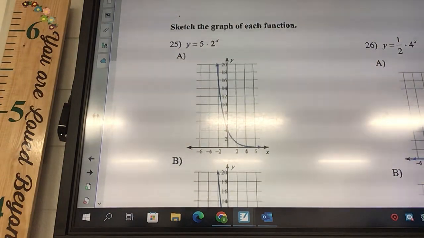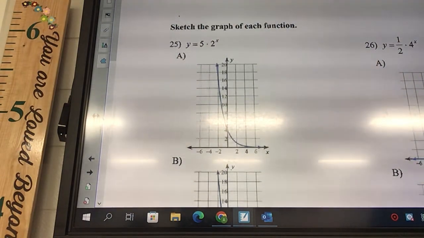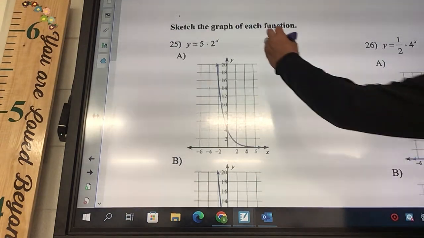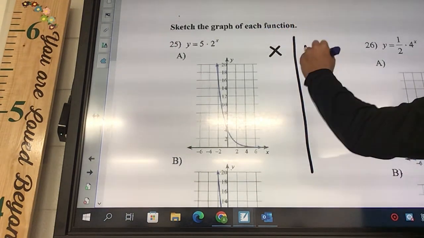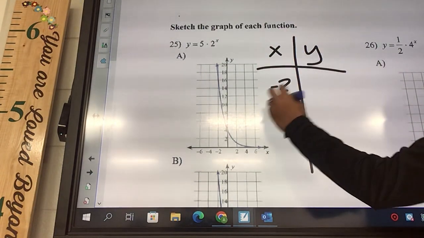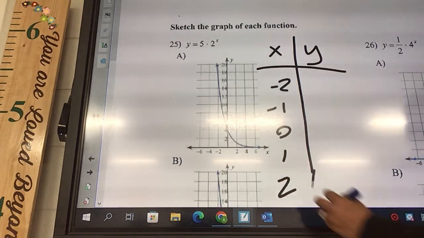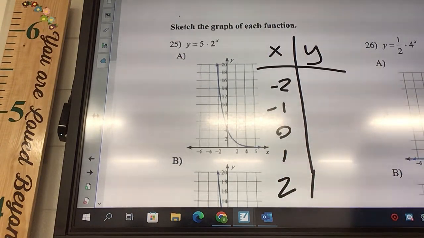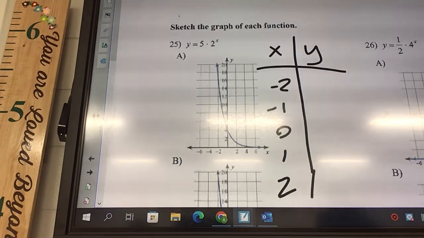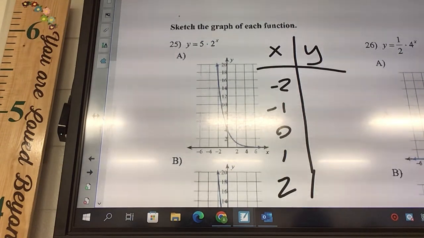Okay, 25 is going to be one where you're going to do almost all the work. You're going to draw your chart. What numbers are we putting on that chart? -2, -1, 0, 1, and 2. Okay, so on your calculator, you're going to type in 5 times 2 to the negative 2 power, and so on. Again, the faster you guys type, the faster we'll be done.